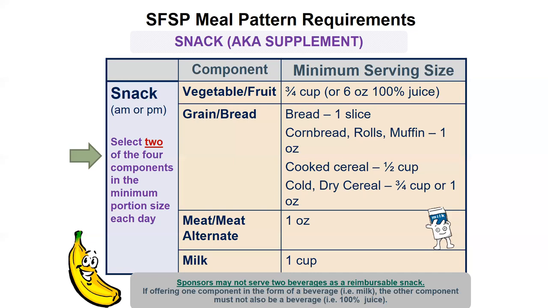You can elect or opt into the OVS waiver. And if you're doing a lunch and a PM snack, in each of your facility applications on page 3, you could say, yes, I'm doing OVS, and you could check lunch and then leave snack unchecked. And you can do that for all of your sites. But again, offer versus serve is not permitted with snack. It is only permitted with breakfast or lunch or supper.